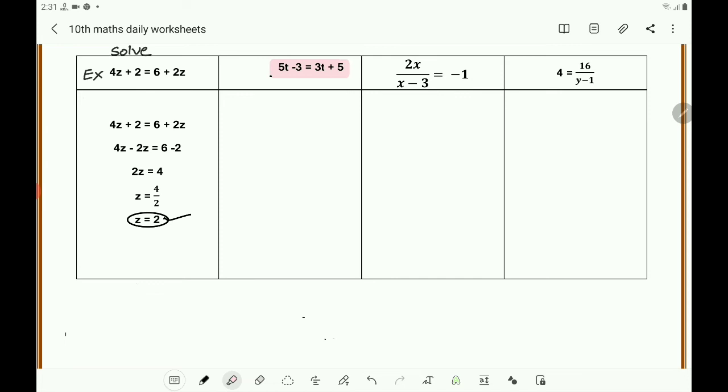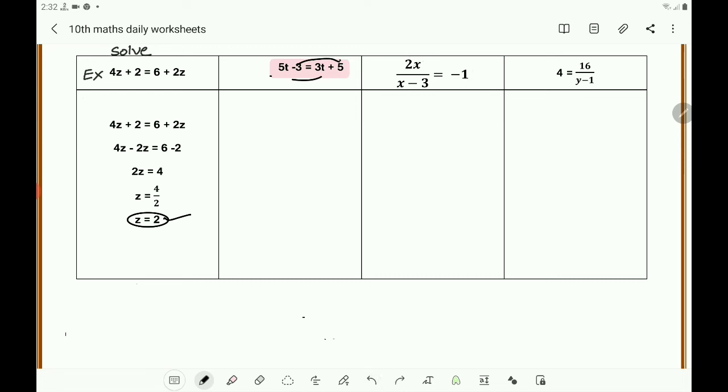So here also bring the variable to one side and the constant to the other side. Bring the variable to the LHS and the constant to the RHS. And in the next one, 2x by x minus 3 equals minus 1. Here you must do the cross multiplication. In the first step you write 2x equals minus 1 into x minus 3.